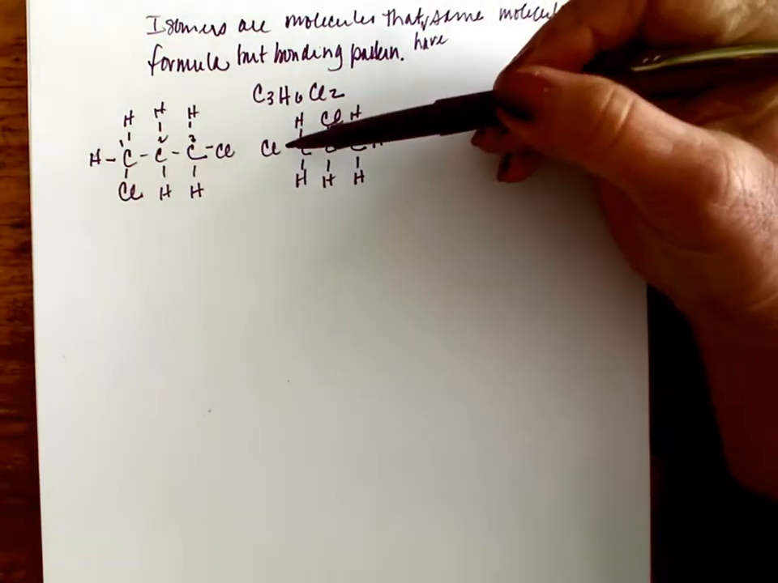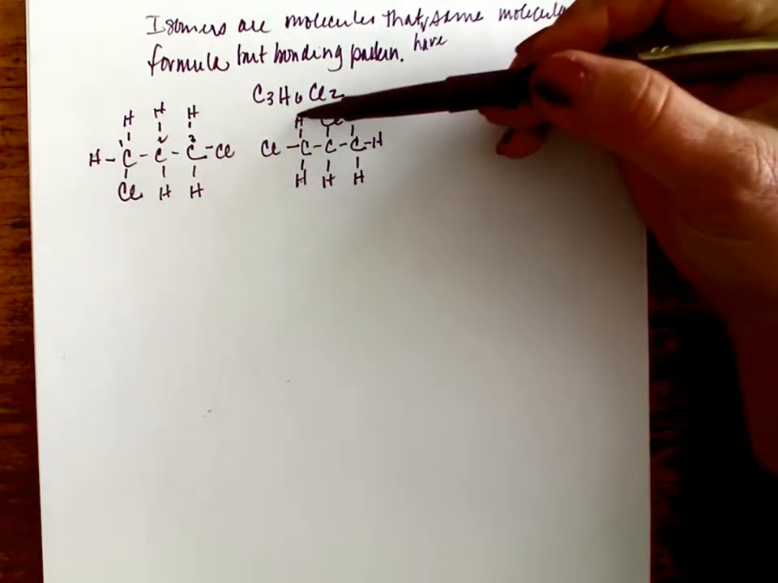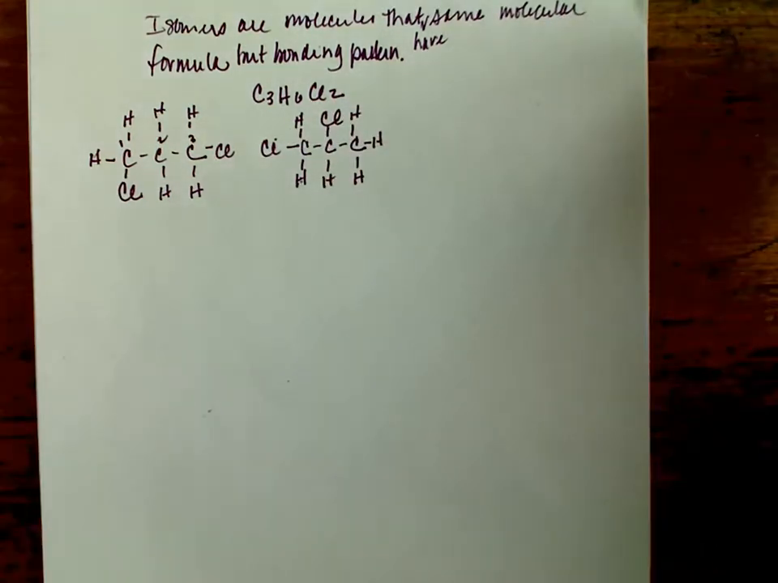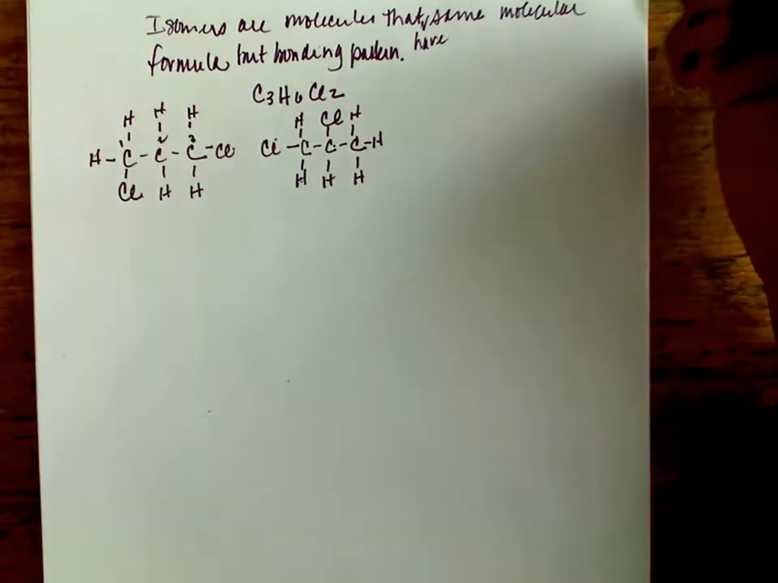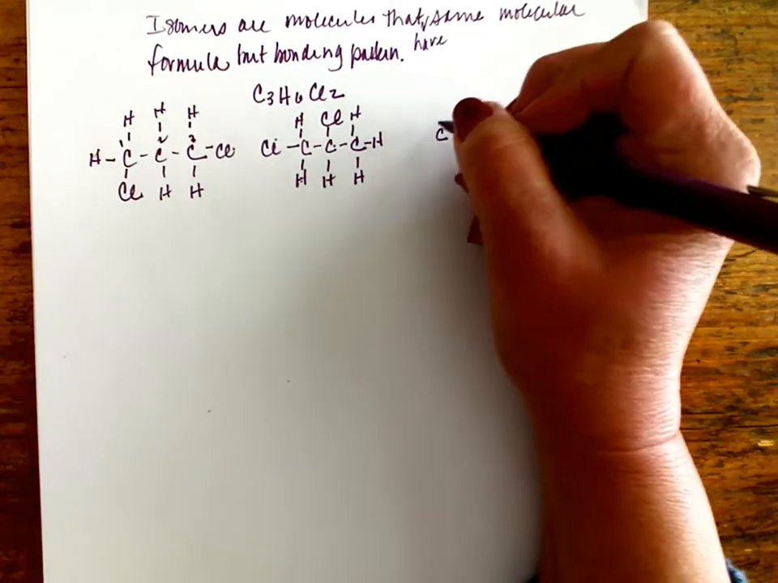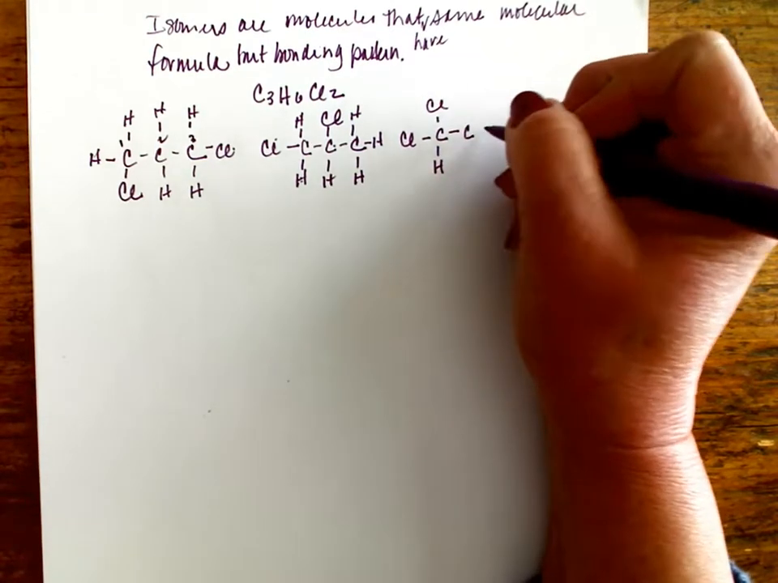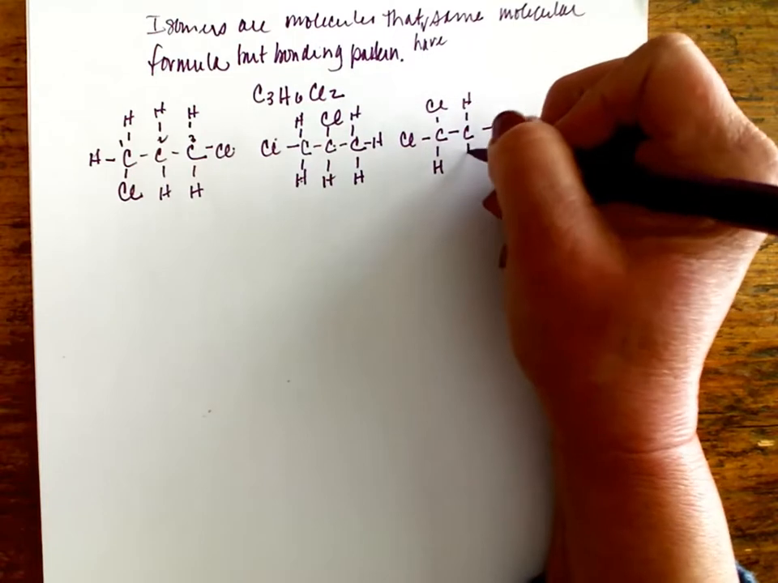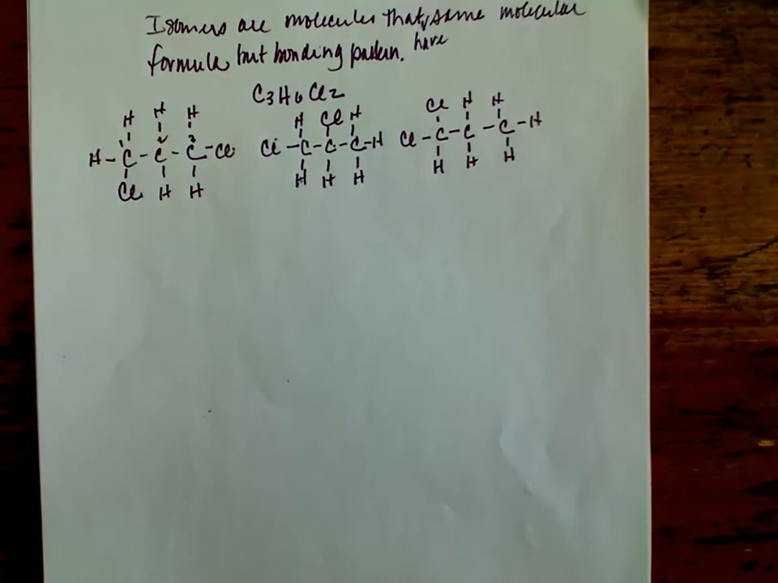Now I do want to point out that if you recall, there's free rotation around these single bonds, so it doesn't matter in what position I put that chlorine here. Okay, but I have moved one atom to a different location. So now I have 1,2-dichloropropane. And then there's one more isomer, and in that one I would have both chlorines on the same carbon. And this would be 1,1-dichloropropane. Okay.